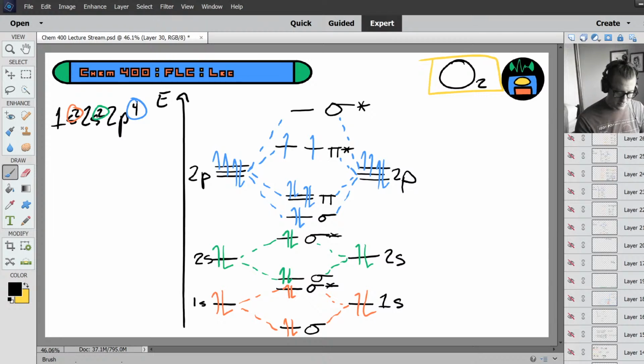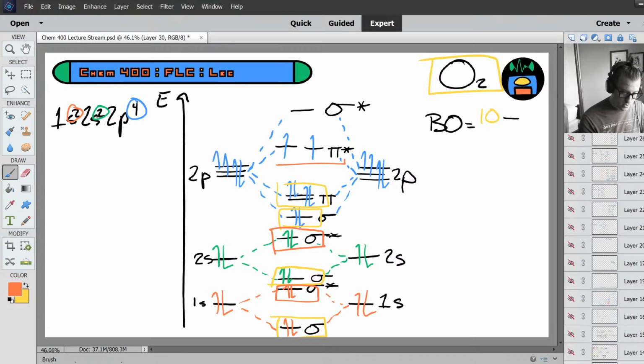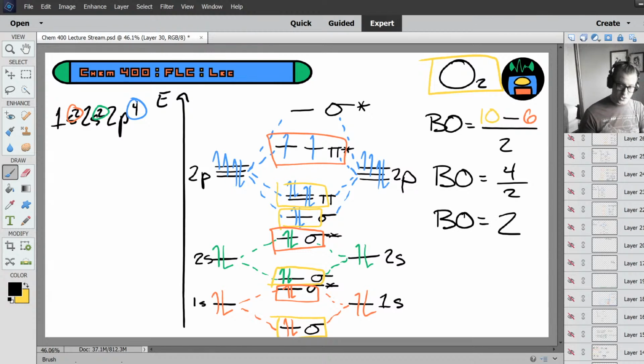Let's calculate our bond order here. Bond order is bonding electrons minus antibonding. So for bonding we've got 2, 4, 6, 10. 10 bonding electrons, minus our antibonding electrons. We have 2, 4, 6. So 10 minus 6 is 4, over 2, giving us a bond order of 2. And we knew that. We knew we had a bond order of 2.